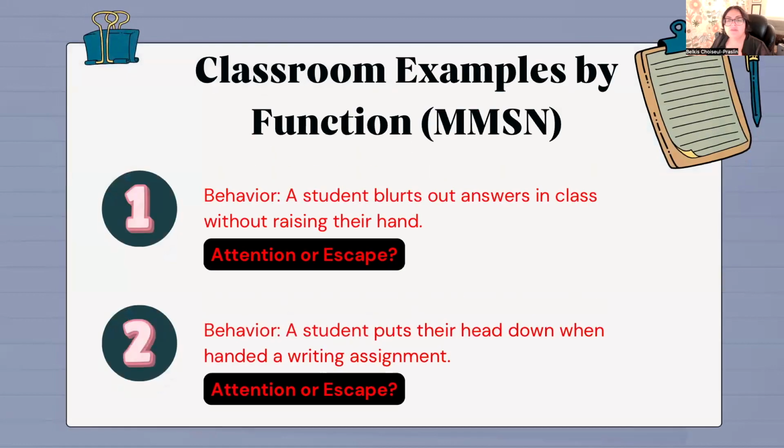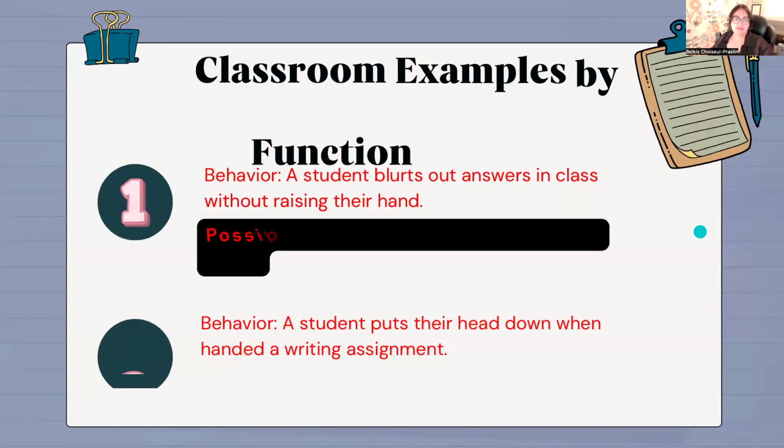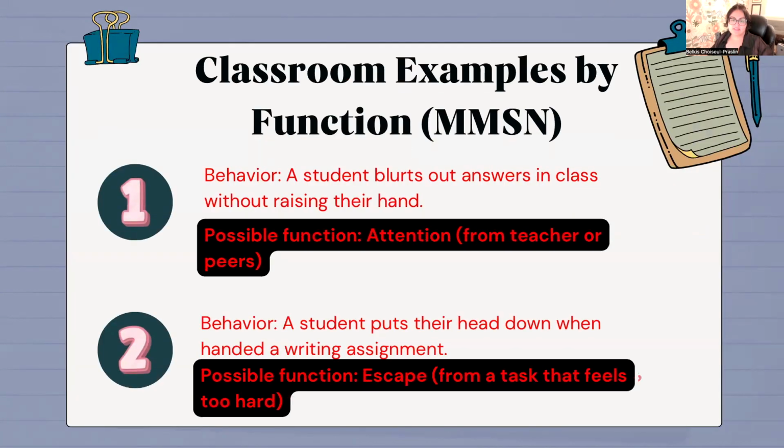Try to match the function to the behavior using a few real-life classroom examples. In the first example, we have a student who blurts out answers in class without raising their hand. A possible function or reason for the behavior is to get attention from the teacher, from the peers, or maybe both. Think about it. This student might know the answer, or maybe they don't. But either way, they want to be seen and heard. And when we respond by saying, hey, remember to raise your hand, we're giving attention, even if it's corrective. And sometimes that's all they're after.